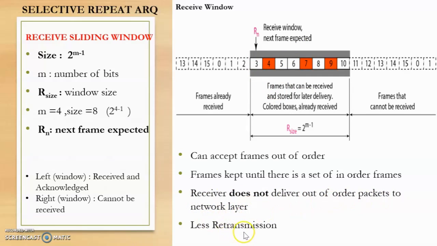Also over here, even if the frames are out of order, the receiver will accept the frames and it will not discard the frames. So as a result, retransmission is very less in selective repeat ARQ as compared to go back N ARQ.